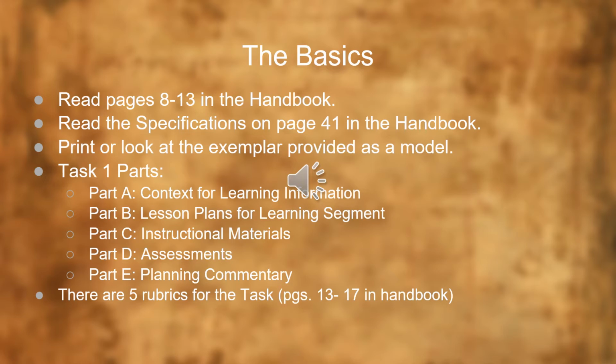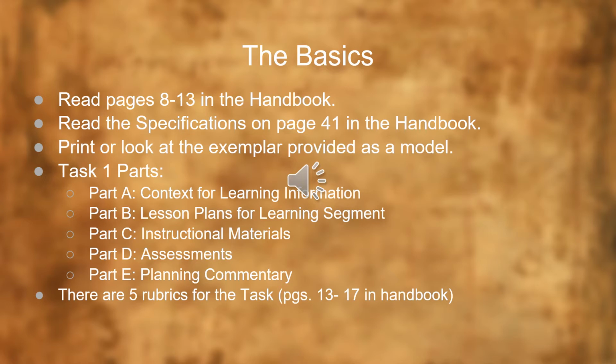And there are 5 parts to task 1. The first one is going to be part A, which is your context for learning information. This gives learning information about your school, about your specific class, and about the differences that make your job different than a different teaching job in a different district. Part B is going to be your lesson plans for your learning segment. This is going to be a set of 3 to 5 lesson plans.